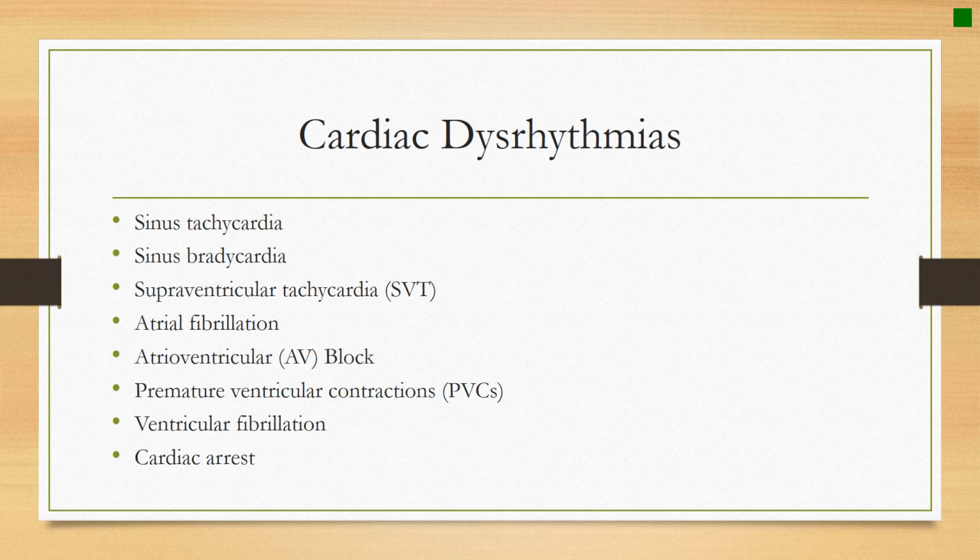PVCs may be a single event. They may occur several times in a minute or in pairs. They may last long enough to cause ventricular tachycardia and may even lead to death. Ventricular tachycardia. This is three or more successive PVCs that occur, and the rate is greater than 100 beats per minute.